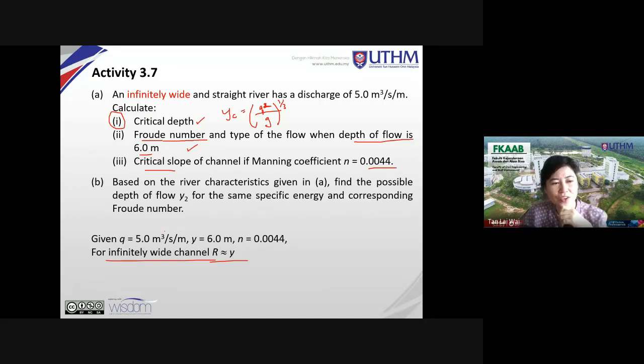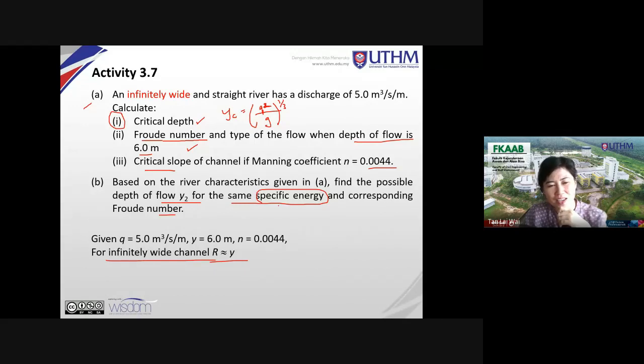Okay, now you can try this question. Based on the river characteristics given in A, find the possible depth of flow Y2 for the same specific energy. So therefore, you need to find the specific energy first, then you need to find the Y. You have Y1 and Y2 basically, and then find the Froude number for this Y.